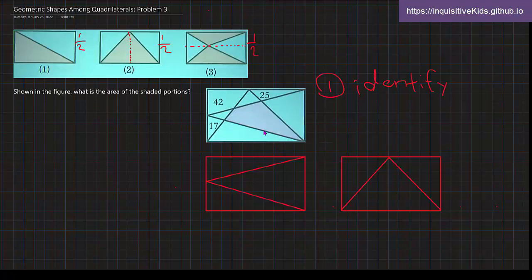So we know that this part right here is 1/2 of its rectangle. This part right here is also 1/2. And how do I know this one? It's because if you flip this around, it's really the same thing as the other one, just a bit taller. So which one should I use? Maybe I can use both.